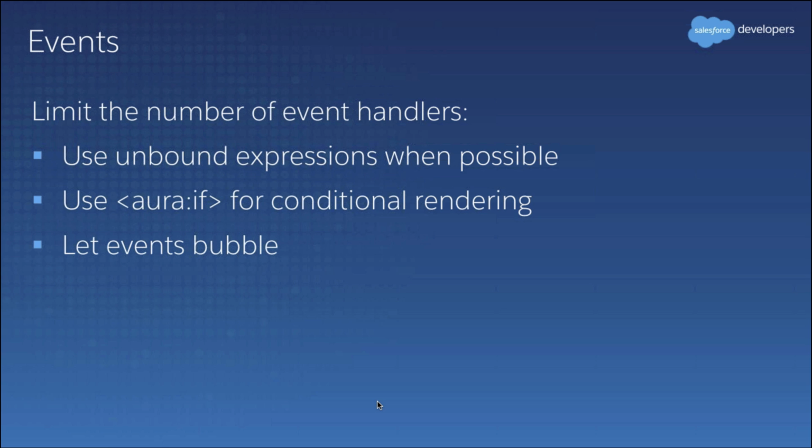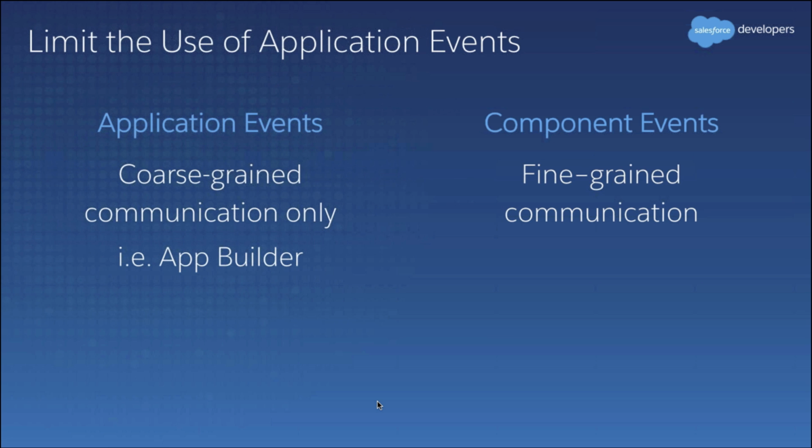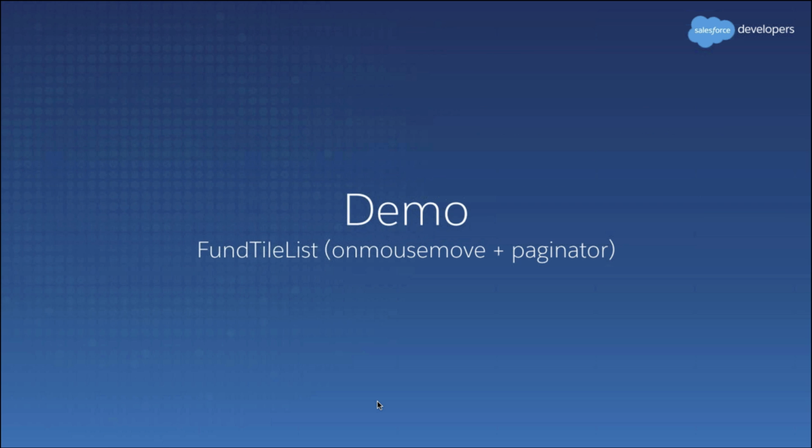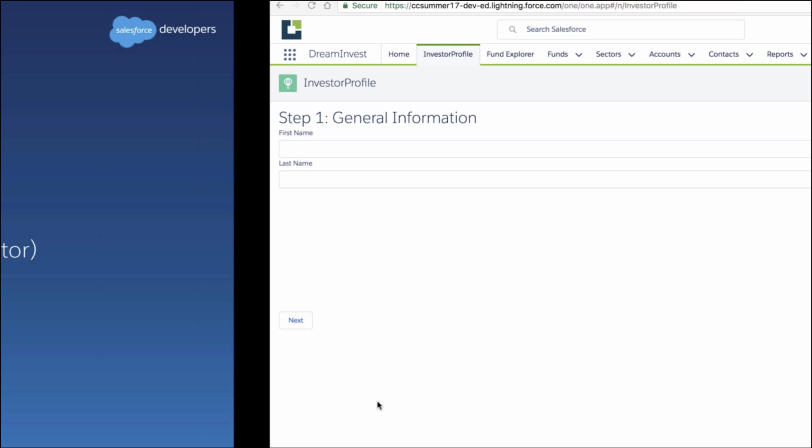So let's look at an example of that. But before that, let me also remind you that you should limit the number of application events that you're using in your application, and always prefer component events when possible. In fact, application events should be limited to high-level communication between components, and the typical use case for that is App Builder. For everything else, and I'm going to give you an example of that, you should really prefer component events. So let's take a look at an example here.